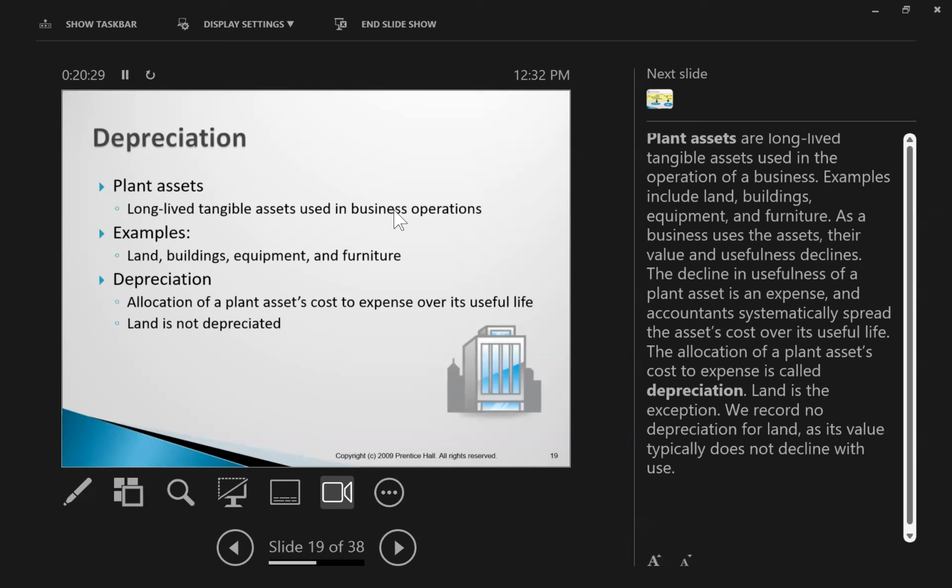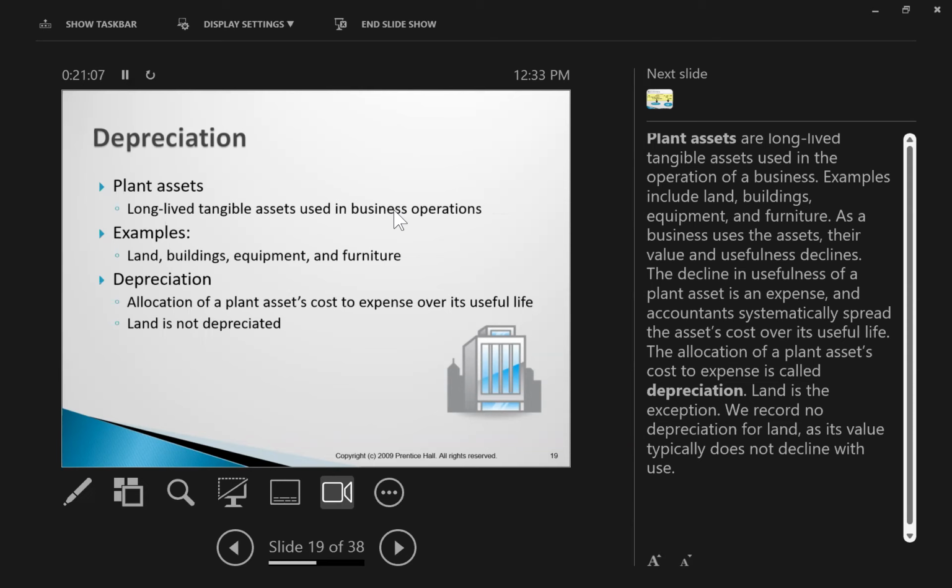Depreciation. Now we're going to learn more about depreciation in an upcoming chapter. For now, we're just going to take it at its face value. Plant assets are long-lived, tangible assets used in the operation of a business. Examples: land, buildings, equipment, furniture. As the business uses these assets, their value and their usefulness is going to decline. That's depreciation. The decline in usefulness is considered an expense to our business.